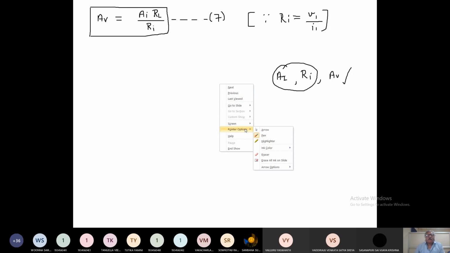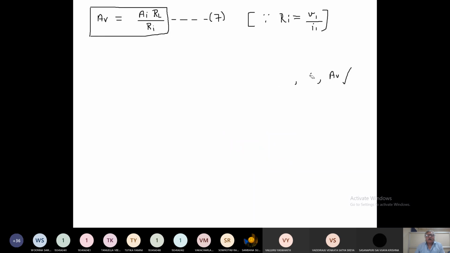Otherwise, if you have not calculated AI and Ri, then also we can do this. Now I will extend this expression by considering the values of AI and Ri, right? So already we know that.